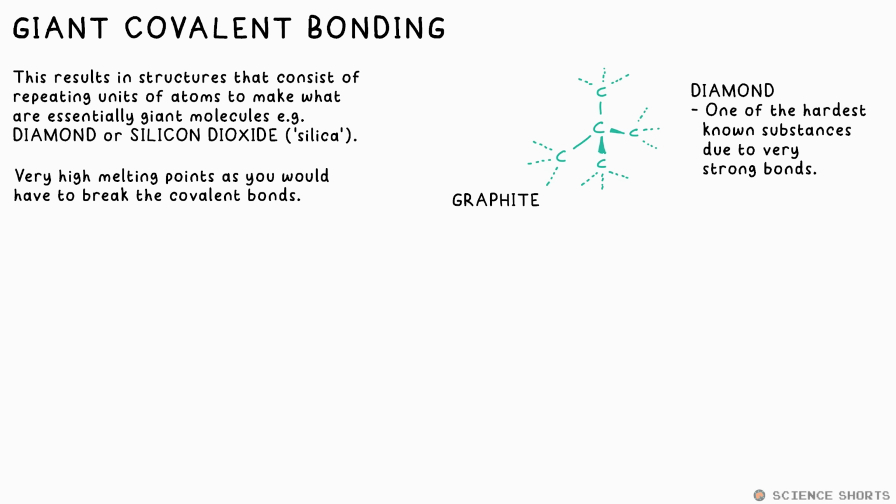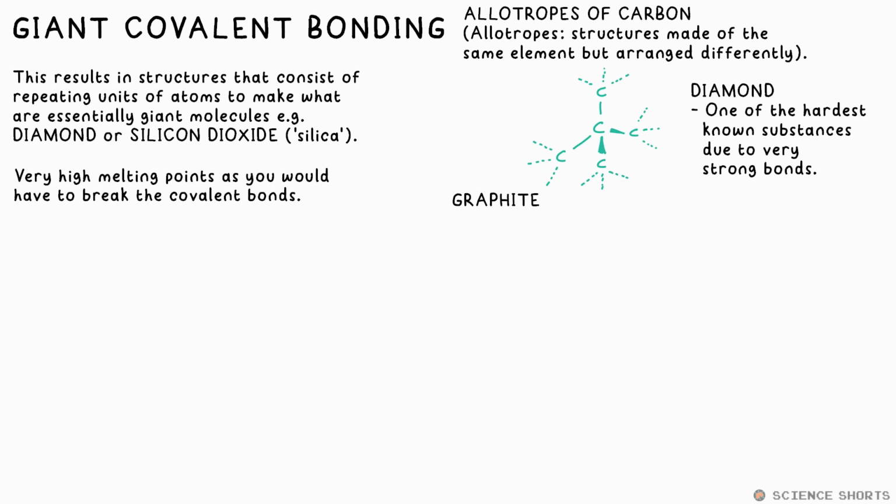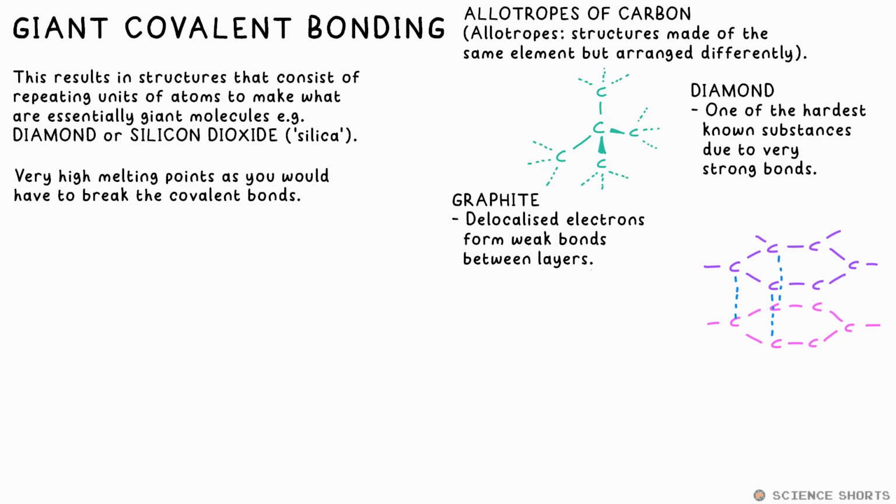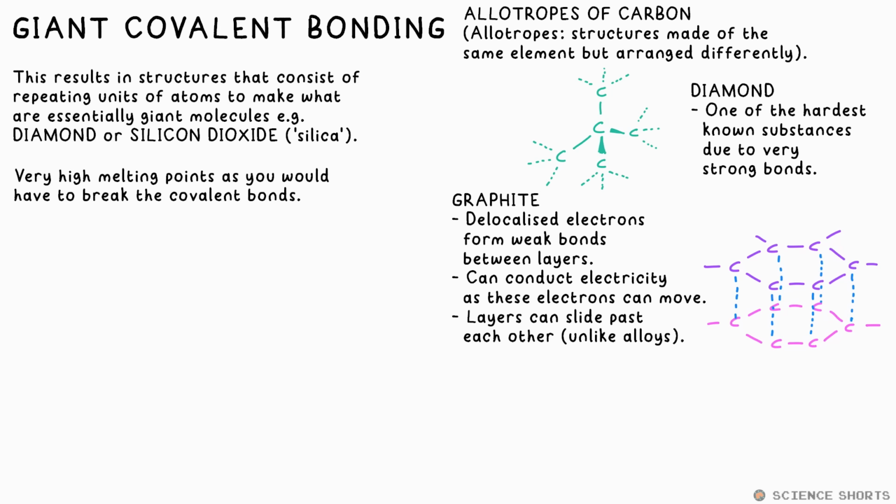Graphite consists of layers of carbons with 3 covalent bonds each in a hexagonal structure. Where's the carbon's fourth bond, you might ask? Well, the spare delocalized electrons form special weak bonds between the layers, which means that this can actually conduct electricity because the electrons can move between the layers. And it also means the layers can slide over each other easily too, which is why it's used for pencils.